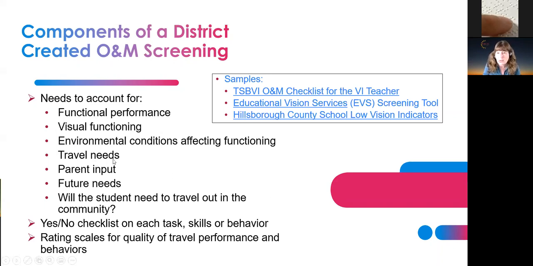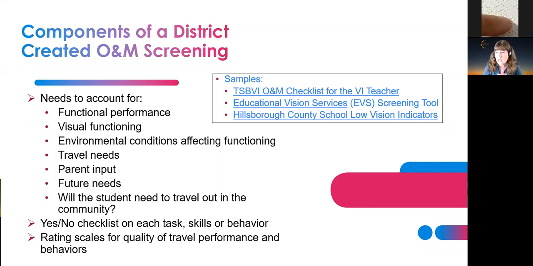Will they be driving? If not, they will need to learn how to get where they're going by other means. Parent input should always be included. We need to look at their future needs. If they have a progressive loss, they will definitely need orientation and mobility training along the way. And will the student need to travel out in the community? All of these are great components to include in your checklist or your screening.